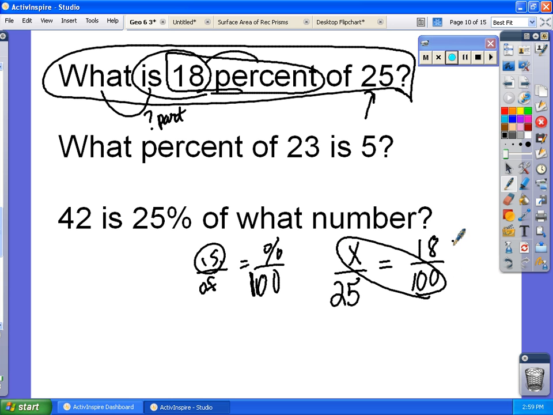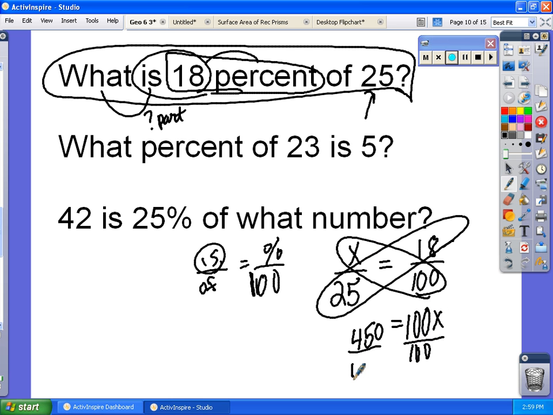But to find out what X is, we're going to cross multiply. So 18 times 25 is 450. That's from these two. And then 100 times x is 100x. So then I'm going to divide by 100. The cool thing about dividing by 100 is you can just move the decimal back 2 places. The decimal is imaginary. The number is 450. To divide by 100 means the decimal is going to go back 1, 2. So you get 4.5. So 4.5 is the part out of 25 that is 18%.